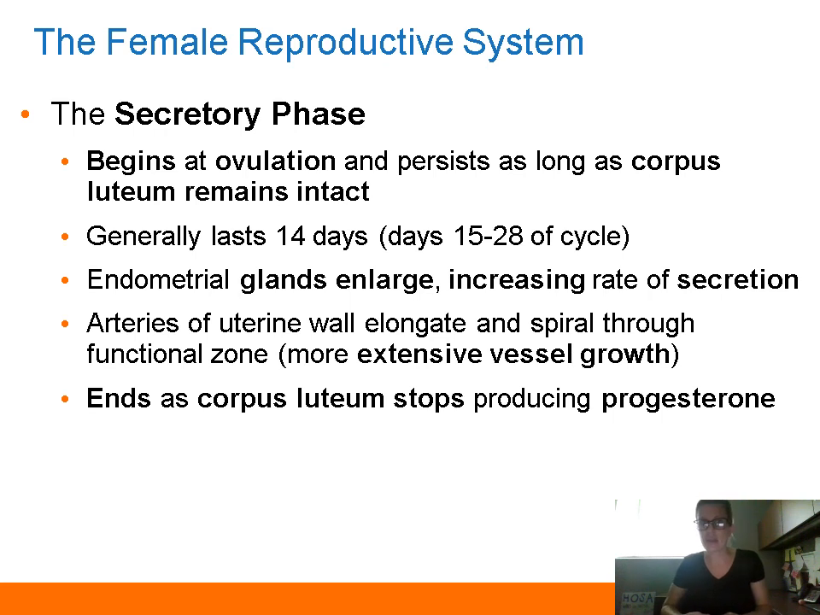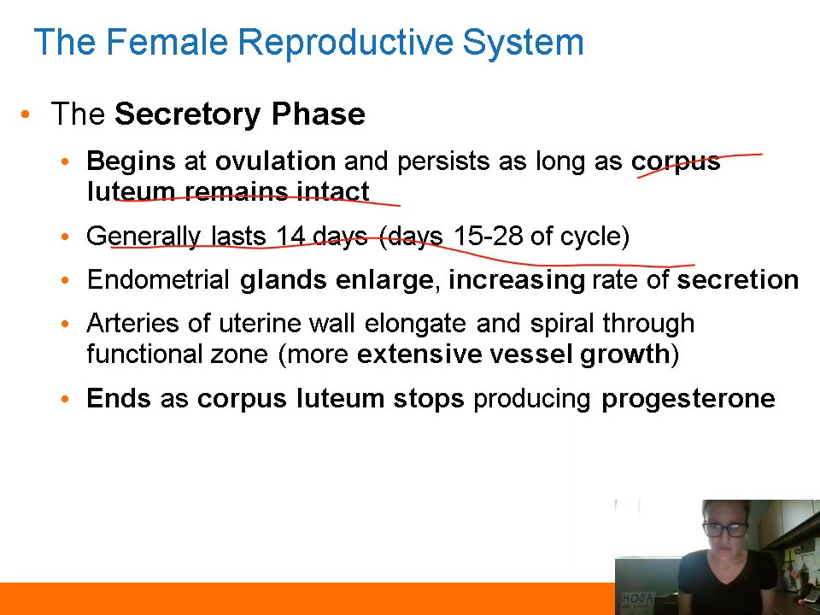Then the final phase in the uterine cycle is the secretory phase. The secretory phase begins at ovulation, and it persists as long as the corpus luteum remains intact. Typically, this lasts around 14 days. So like days 15 through 28 of a normal 28-day cycle. The average cycle is 28 days. So the secretory phase is the last half of the cycle.